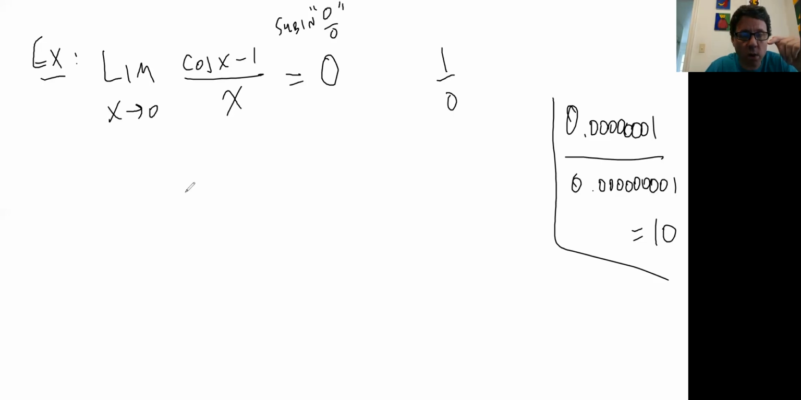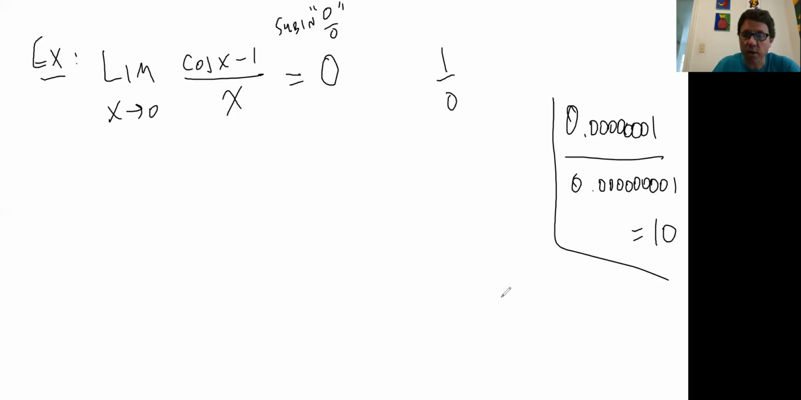But in Calc 1, we said if you take the limit, you do actually get to 0. The limit is 0. We never get there at any specific point, but the limiting process is 0.